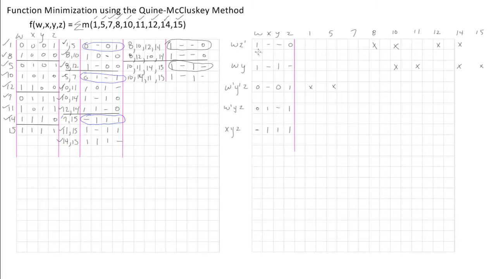So 8, 10, 12, 14, and then we have 10, 11, 14, and 15. Here we have 1 and 5. Here we have 5 and 7. And down here we have 7 and 15.